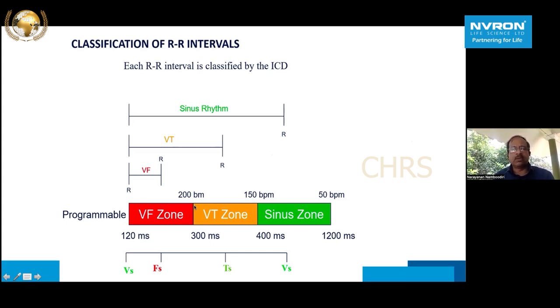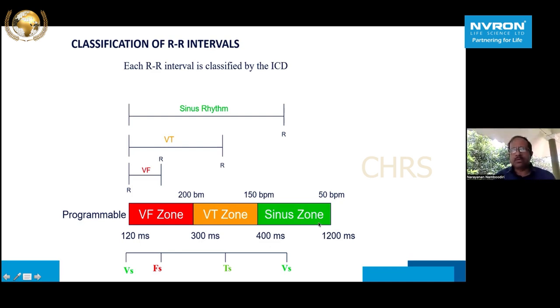So these are all converted into intervals. That is the way it recognizes. Like 200 comes to 300 milliseconds. It is actually beats per minute. 1 minute is equal to 60 seconds, and 60 seconds is equal to 60,000 milliseconds. So 200 comes to 300 milliseconds. That is the way it is converted. So 1200 milliseconds comes to 50 beats per minute, and 400 milliseconds comes to 150 beats per minute.